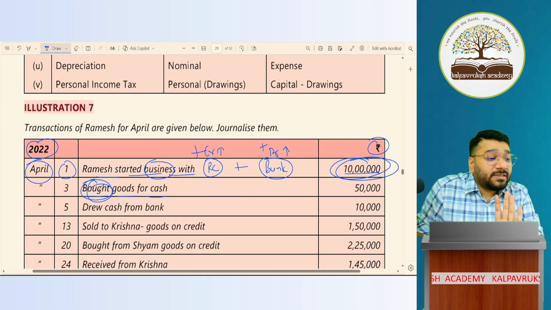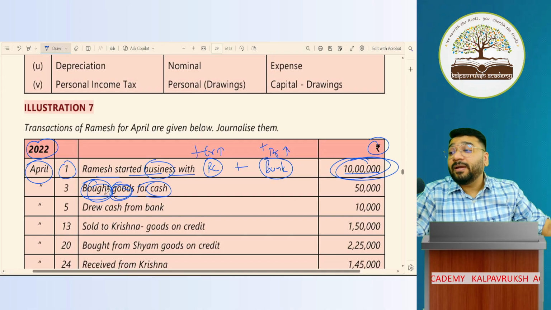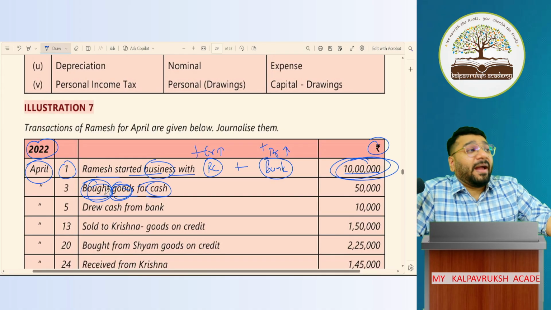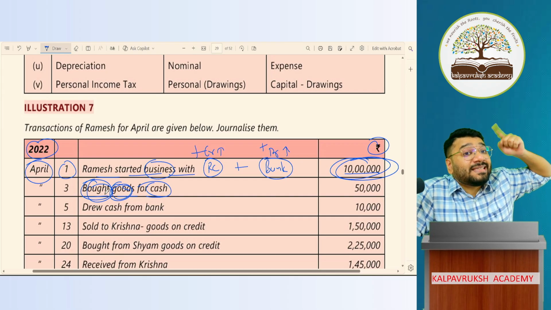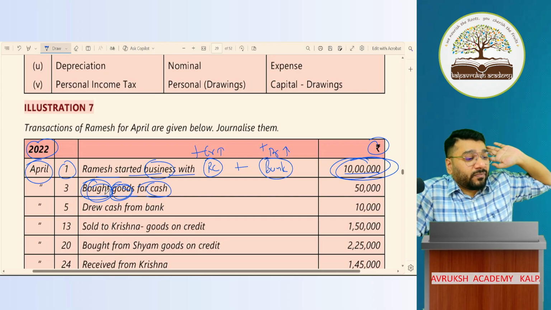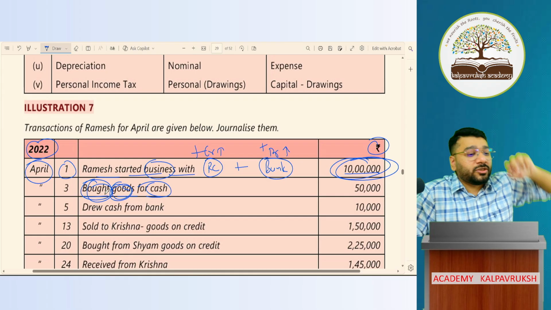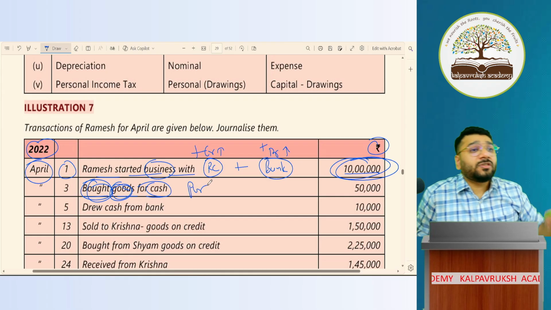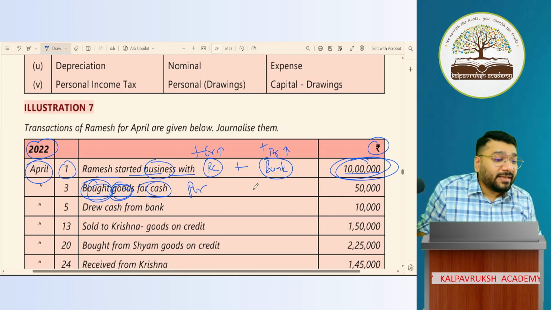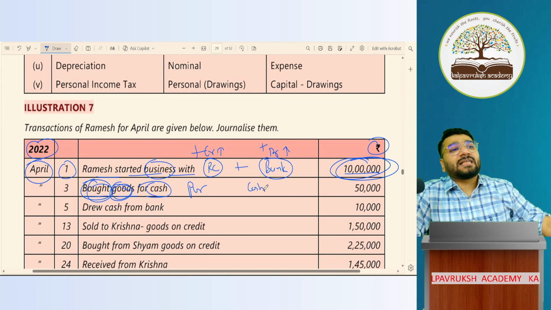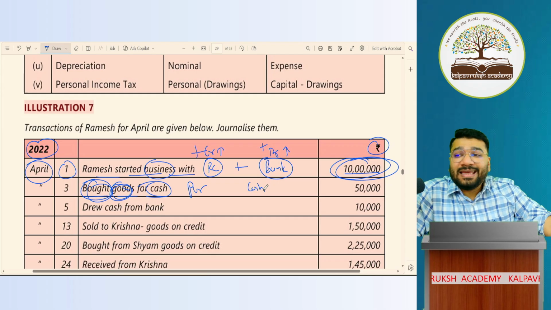Okay. Buy, bought. Correct. Bought means purchase. Purchase goods for cash. What is meant by goods? Anything that I buy in the business with the intention to sell. Bought goods for cash. How many accounts affected? 2 accounts. One is purchase account because I have to book my expenses. Second is cash account.